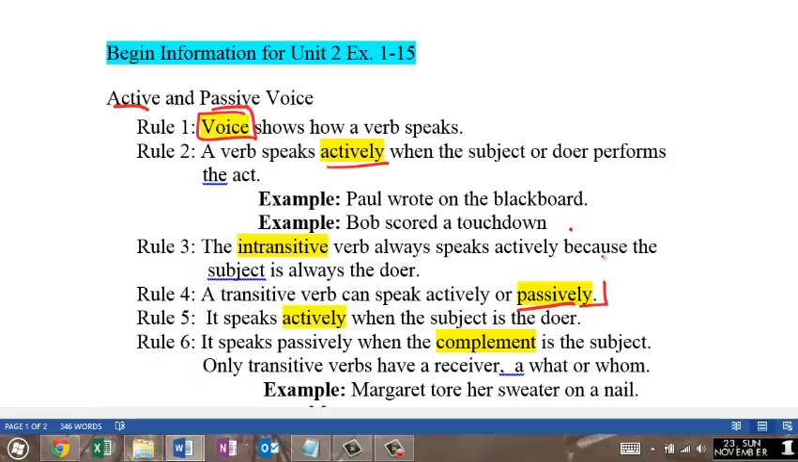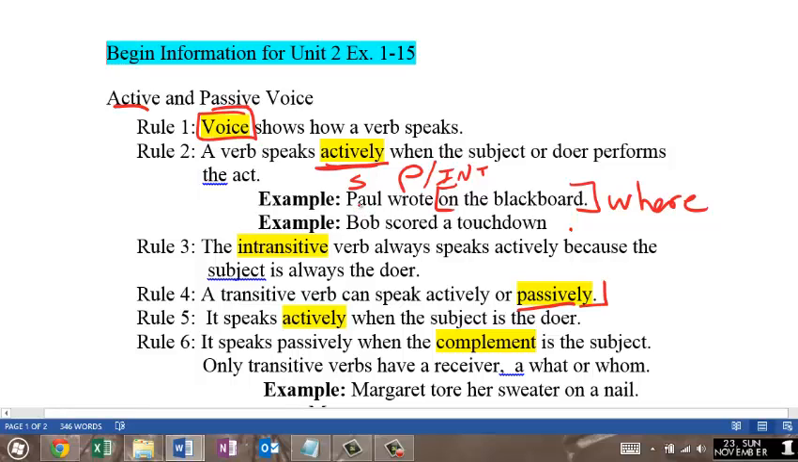For example, in this first one, Paul is our subject, wrote is the predicate, on the blackboard answers where. This means that our verb here is intransitive. Paul is performing an action. He is writing, or he did write, on the blackboard. So since he's doing an action, it is said that it is active.